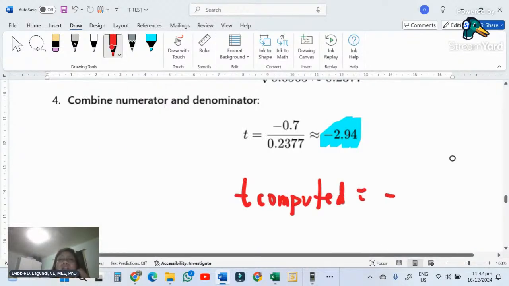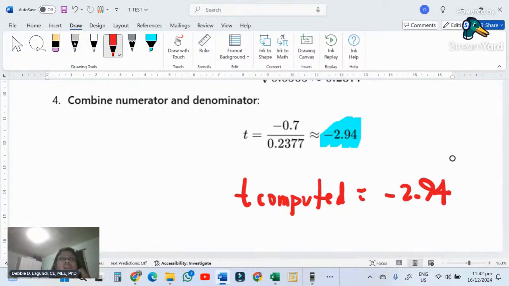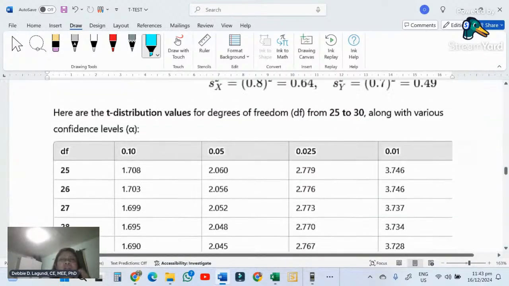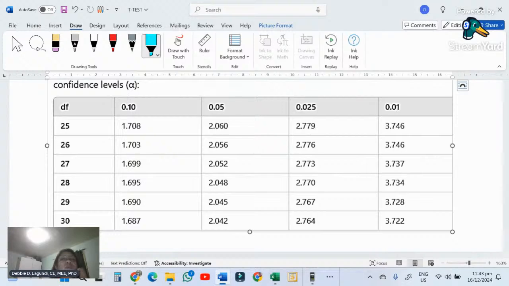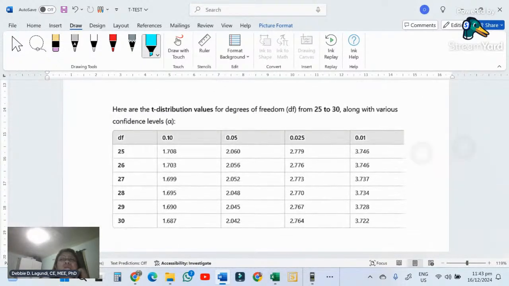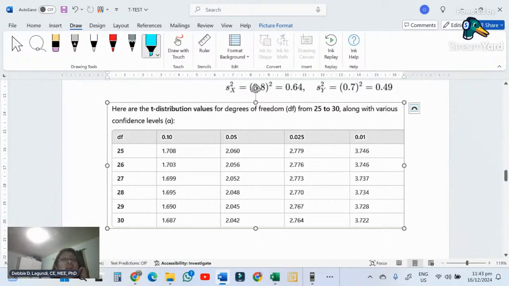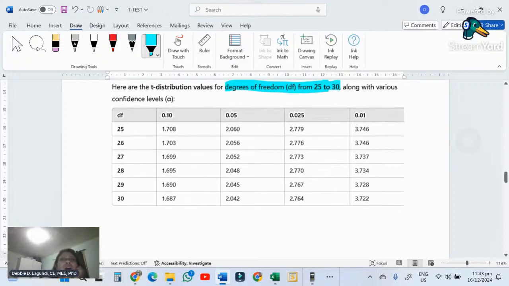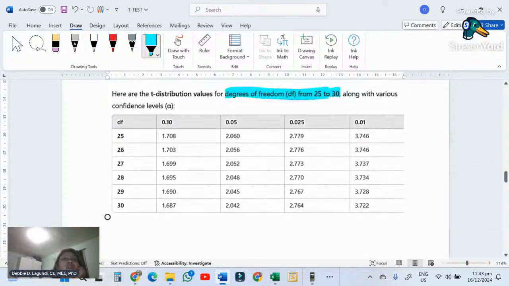Okay, now what happens is after knowing the t computed is negative 2.94. In your exam, I repeat, in your exam, you are given the t distribution values. So this is exactly what you will see in your exam. It's on page 5, actually. Here are the t distribution values for degrees of freedom from 25 to 30, along with various confidence levels. Alpha. Okay, so you have alpha 0.1, alpha 0.05, 0.025. This is what we're going to use in this problem.